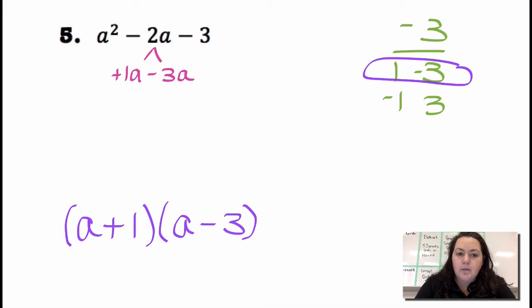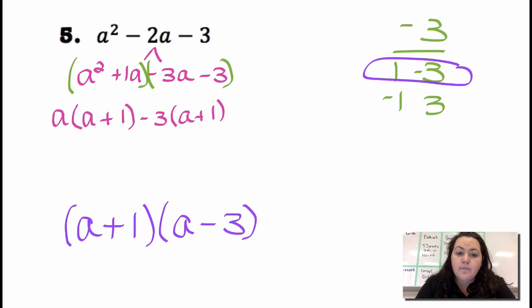And if I do the work, I break apart the negative 2a into 1a and minus 3a, bring down the end pieces, group and factor. In the first group, I can factor out an a. That leaves me with a plus 1. In the next group, I can factor out a negative 3. That leaves me with a plus 1. So my factors are, in fact, a plus 1 and a minus 3.